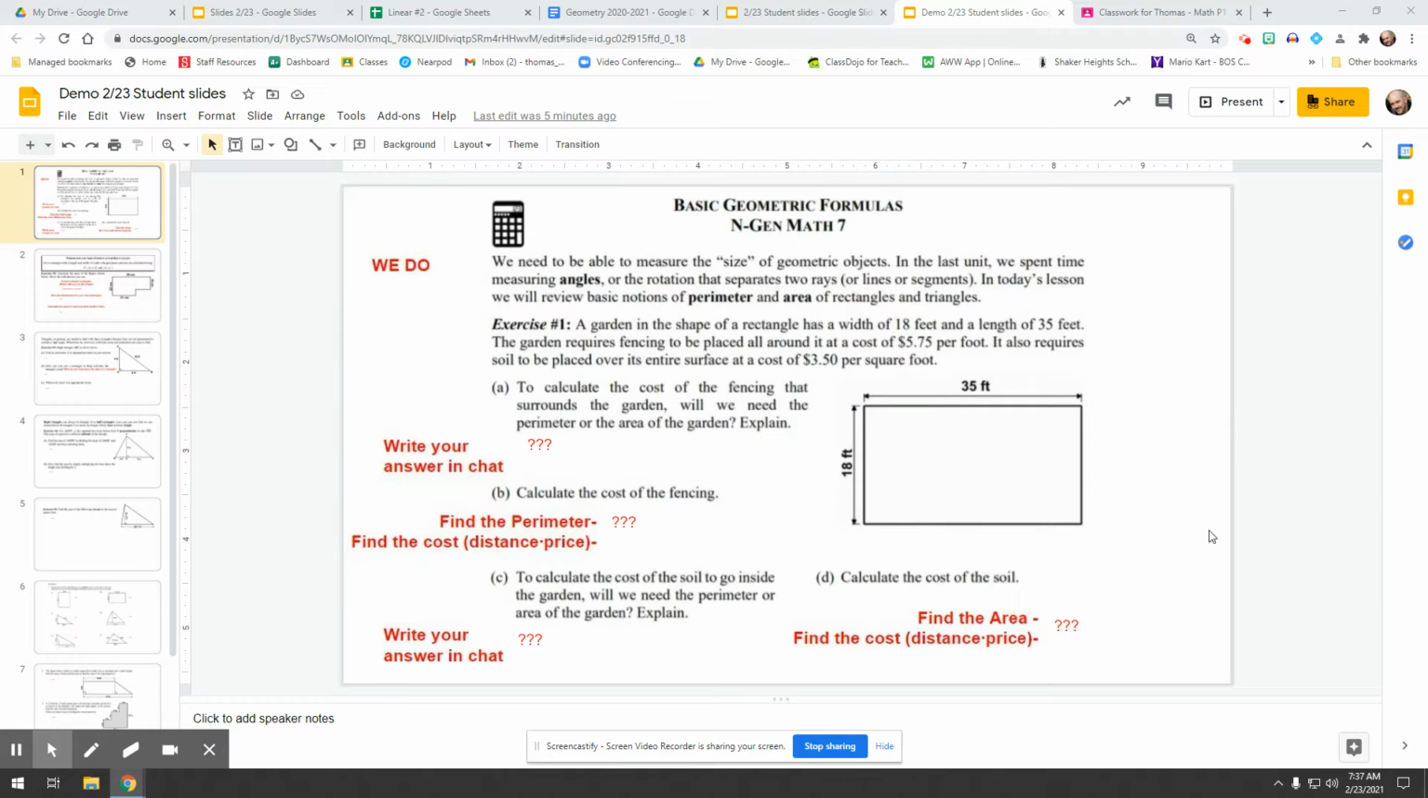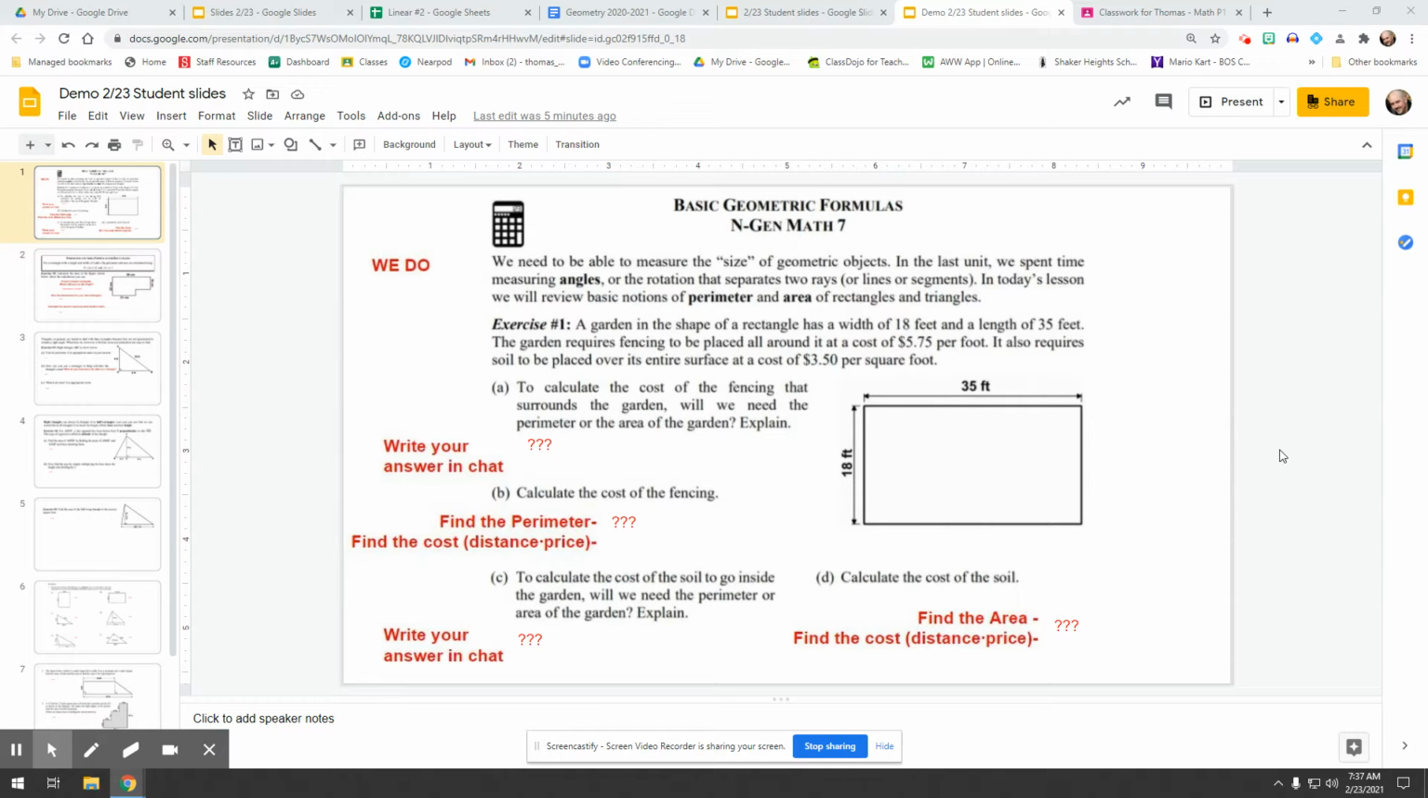I'm going to be taking you through these slides from February 23rd and helping you to review some of the concepts that we need to understand for our unit in geometry. So let's start on slide number 1 and take a look at the first question.